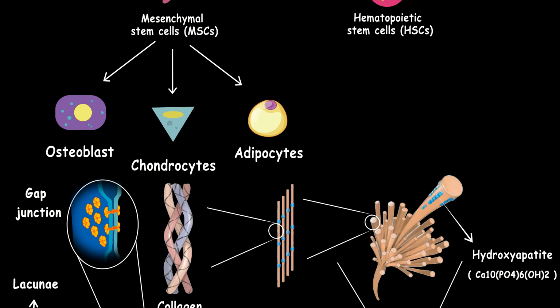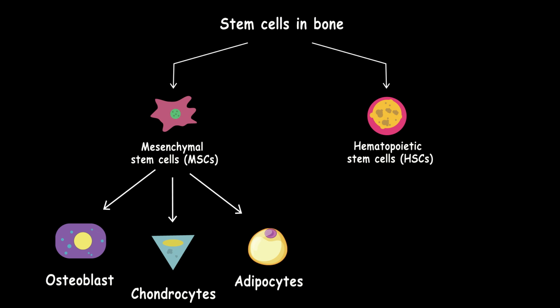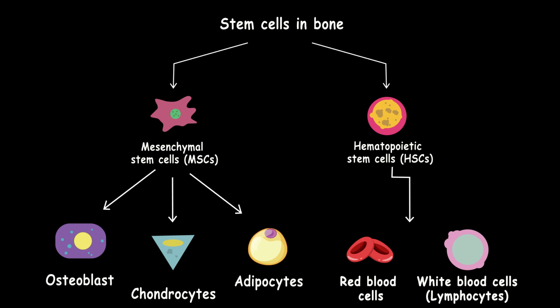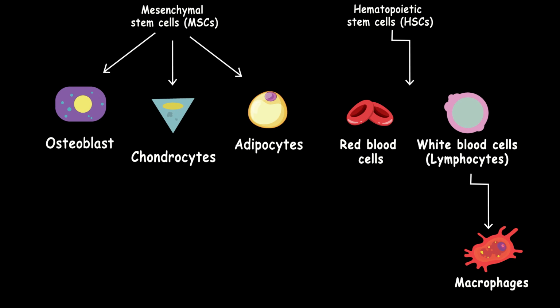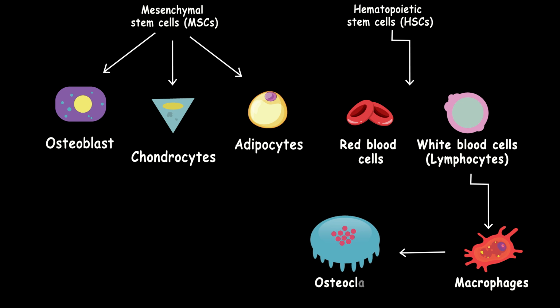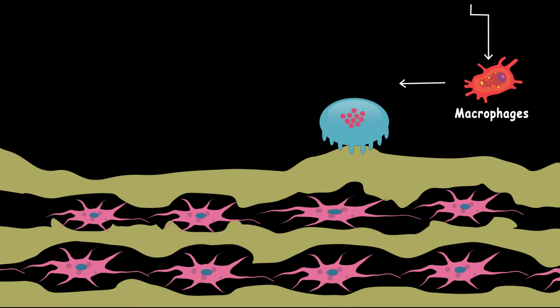The other stem cell is hematopoietic stem cells, which are the source of blood cells and immune cells. So basically, they make red and white blood cells. Among white blood cells, monocytes differentiate into macrophages when they travel from blood vessels to the tissue. Now in bone, these macrophages fuse together and make a giant cell called osteoclast, which has the ability to produce acid and collagenase to break down the bone tissue.